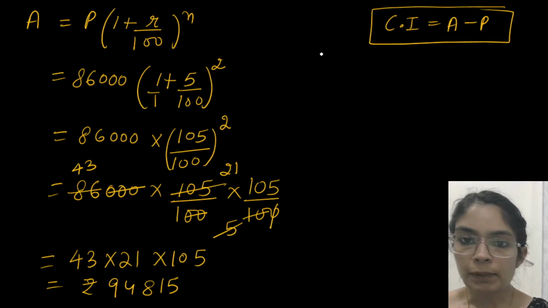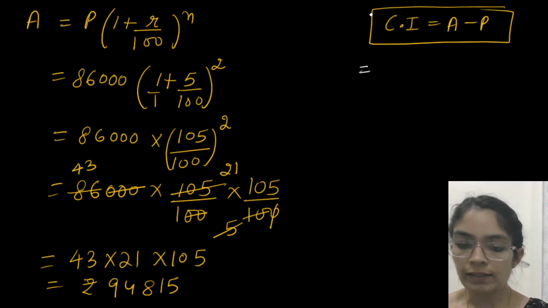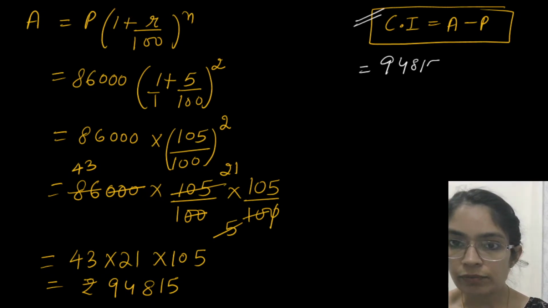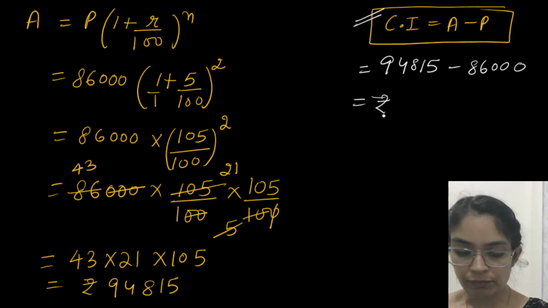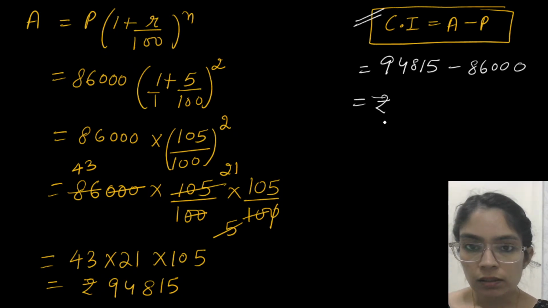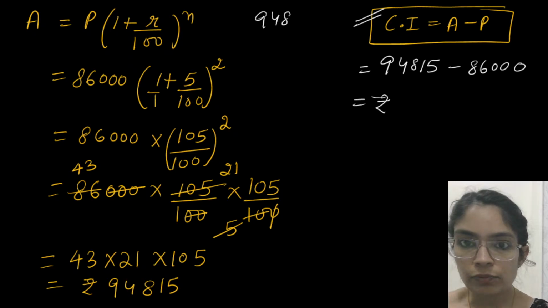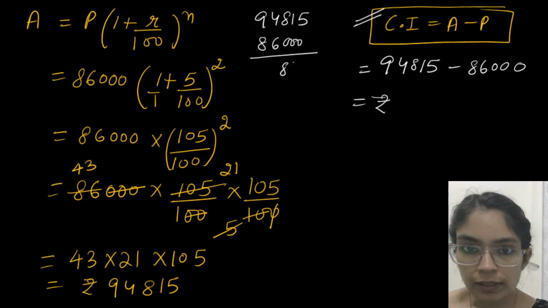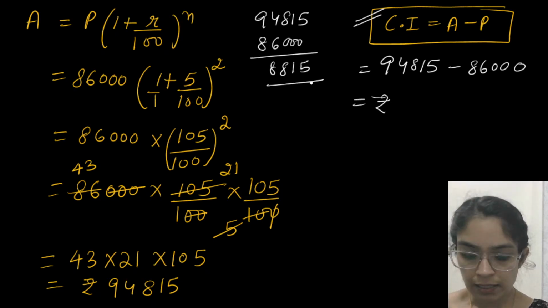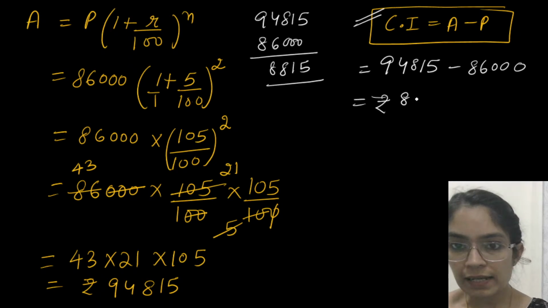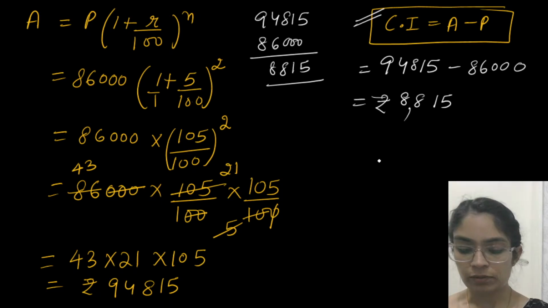Now we have to find compound interest. So the compound interest formula we know, I have already written. It's A minus P. So A is amount. So it is 94,815 minus 86,000. So after doing subtraction, what are we going to get? Do subtraction. 94,815, here 86,000 we have to subtract. So it is 8,815. So we found compound interest also.